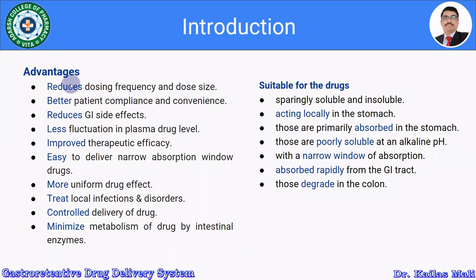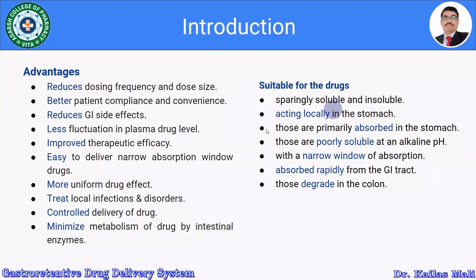That is, it reduces the dosing frequency and dose size. There will be better patient compliance and convenience, reduced gastrointestinal side effects, less fluctuation in plasma drug level, improved therapeutic efficacy, easy delivery of narrow absorption window drugs, and more uniform drug effect. It is possible to treat local infections and disorders. It is possible to get controlled delivery of the drug, and possible to minimize the metabolism of the drug by intestinal enzymes.